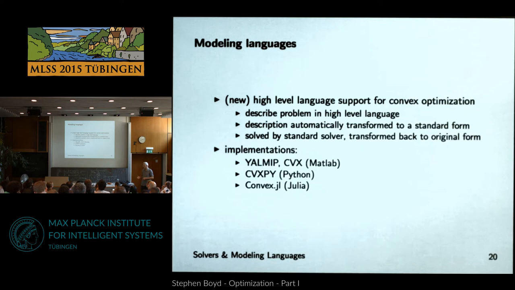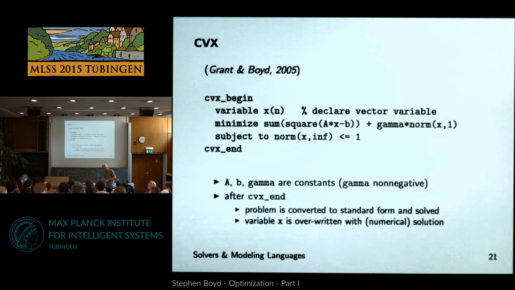There would be things like YALMIP and CVX. These are in MATLAB. CVXPY is in Python. There's also Julia. The Julia stuff is reasonably well developed right now. And we'll talk a great deal about them in the next lecture, but just to see a quick overview of what these look like. So this is in, unfortunately, MATLAB, but anyway, here it is, historically.